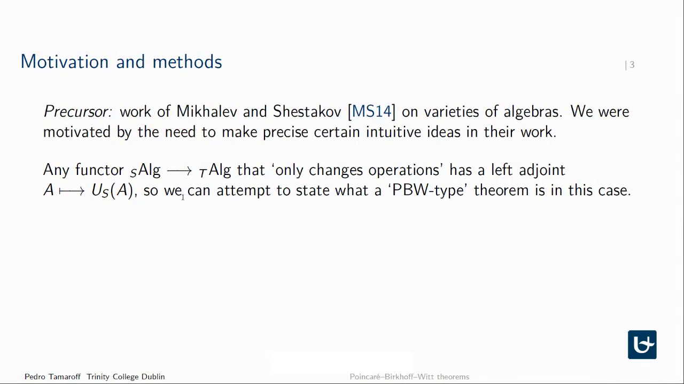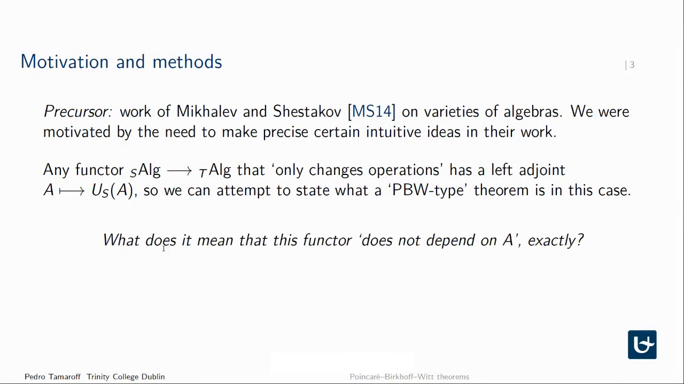But still, their result is stated in terms of having a basis of normal forms in the associated graded object, and we weren't happy with that. We wanted something kind of coordinate free. So the question that I want to answer, with ideas coming from perhaps homological algebra and operads, is: what does it mean precisely to say that this universal envelope does not depend on A?